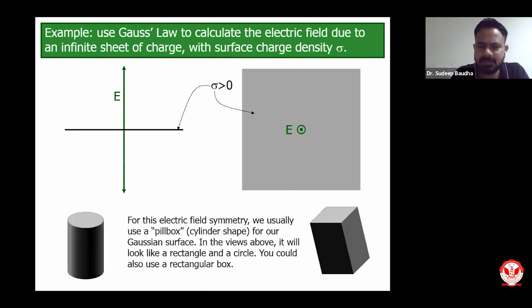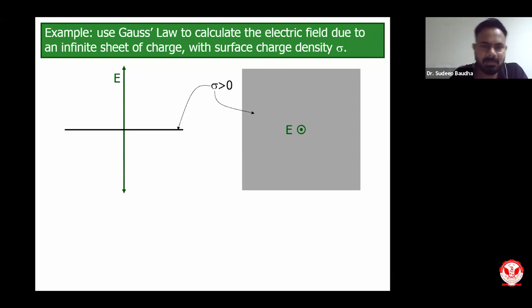Now for electric field symmetry, we usually use a pillbox that is cylindrical in shape for our Gaussian surface. It looks like a rectangle from one side and like a circle from the other side. I hope you know what a pillbox is, because for analyzing such geometry we use the pillbox concept. If you don't know, please Google it. But right now, I hope everyone knows, and let us see how the pillbox configuration can be used to analyze the electric field because of a sheet.